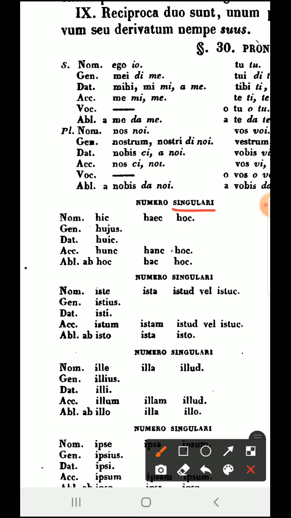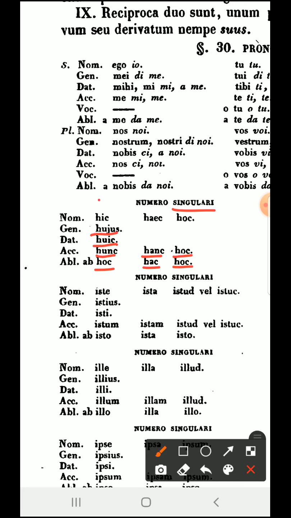Hic, haec, hoc. And this pronoun is a demonstrative pronoun because it points out a subject or object, and it translates as this. Hic vir, this man. Haec femina, this woman. And hoc is the neuter. The genitive huius is the same for all three genders. It means of this. The dative huic is also the same for all three genders. The accusative, we have hunc for the masculine, hanc for the feminine, and hoc for the neuter. And then in the ablative, we have ab hoc, ab hac, and ab hoc.